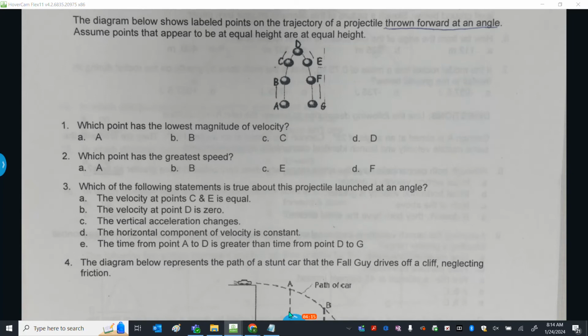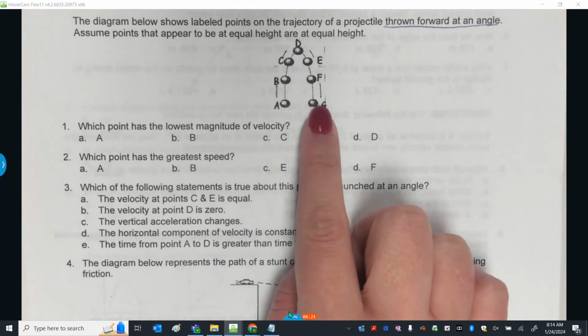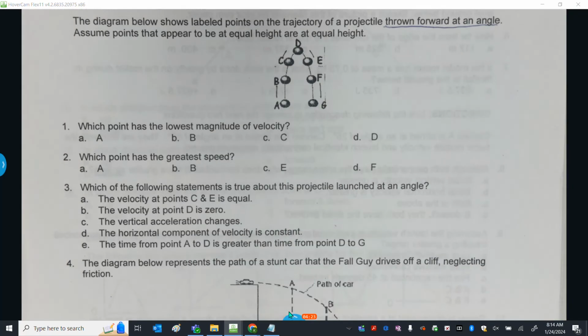Okay, one's up, one's down, but they would have the same speed. So the greatest speed would be A or G. Only one of those is an answer, though. And so the answer you're going to select for number 2 is A, because that's the only one available to you out of those choices. If A and G were both there, you would have to pick both of them, because they would have equal speeds at those 2 points.